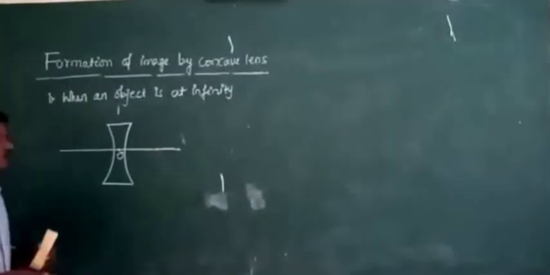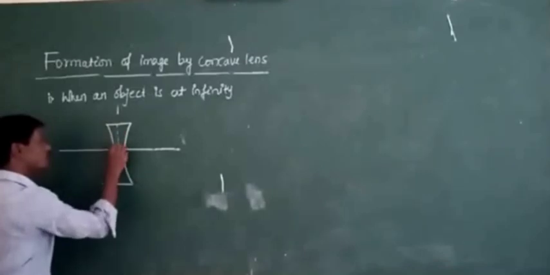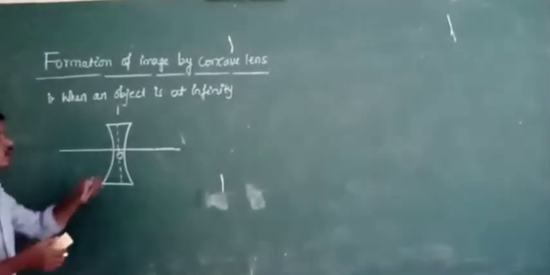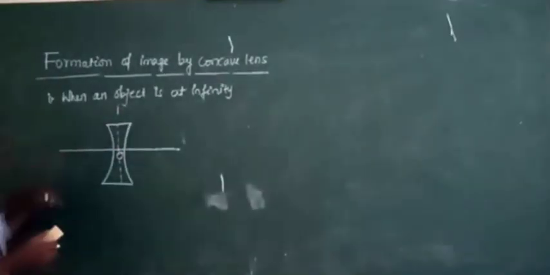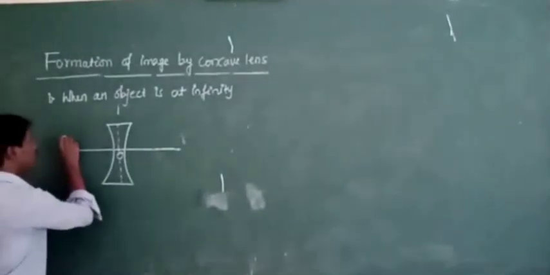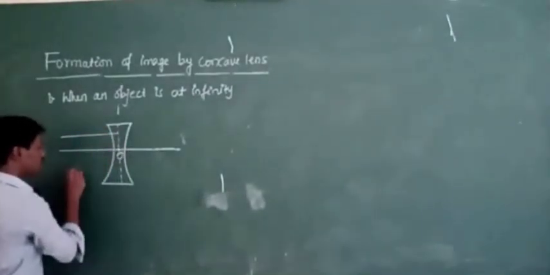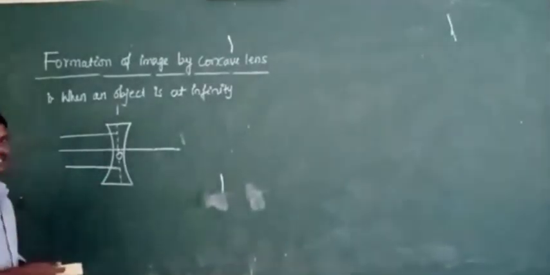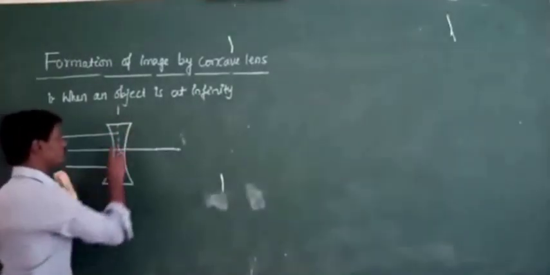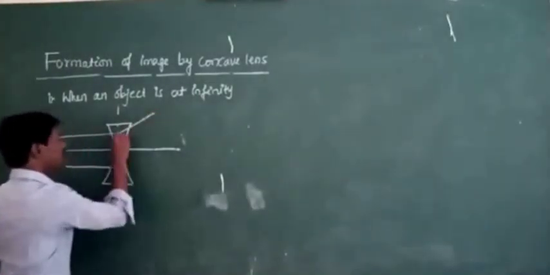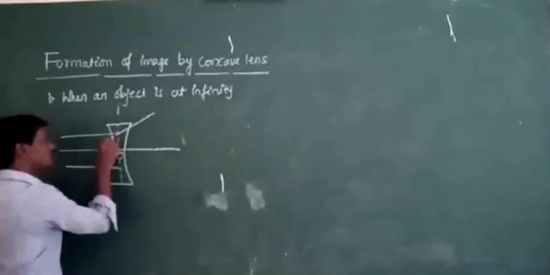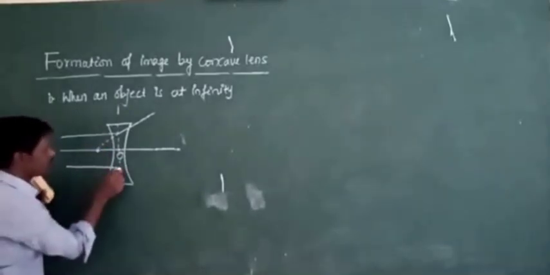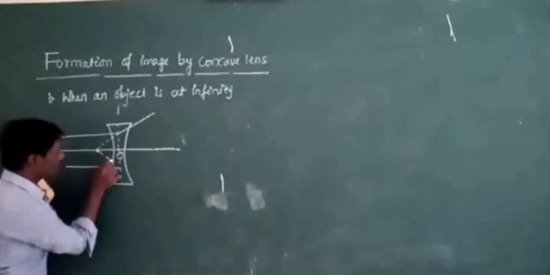When the object is at infinity, the rays coming from the object are parallel to the principal axis. Whenever these light rays fall on the concave lens, the light undergoes refraction, but here the refracted rays are divergent. These two are the refracted rays. This refracted ray appears to diverge from a point on the side of the object.